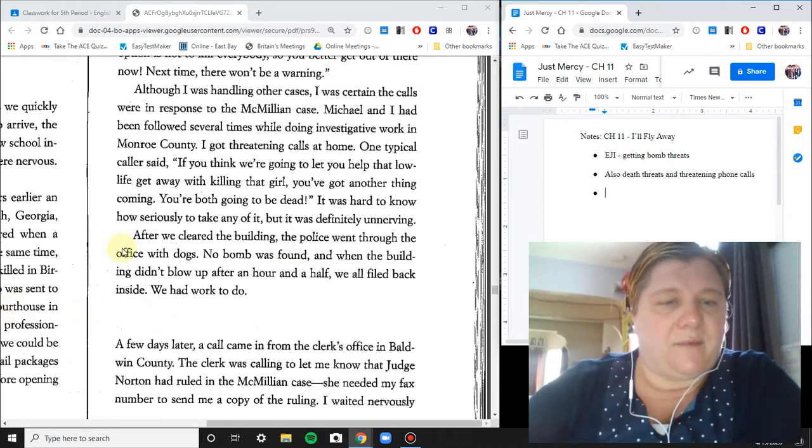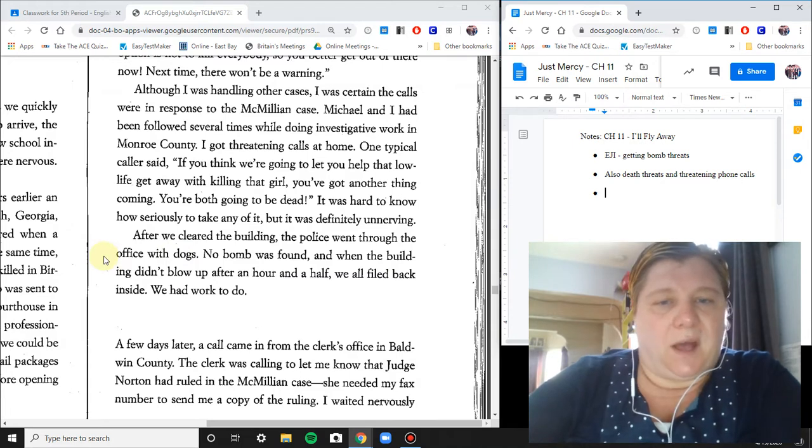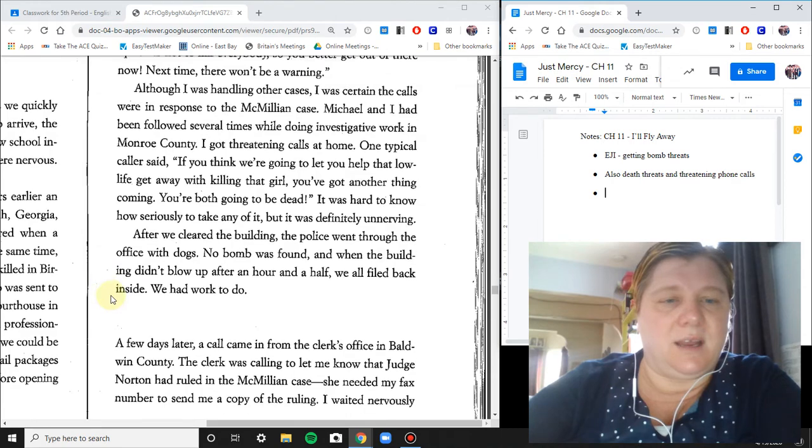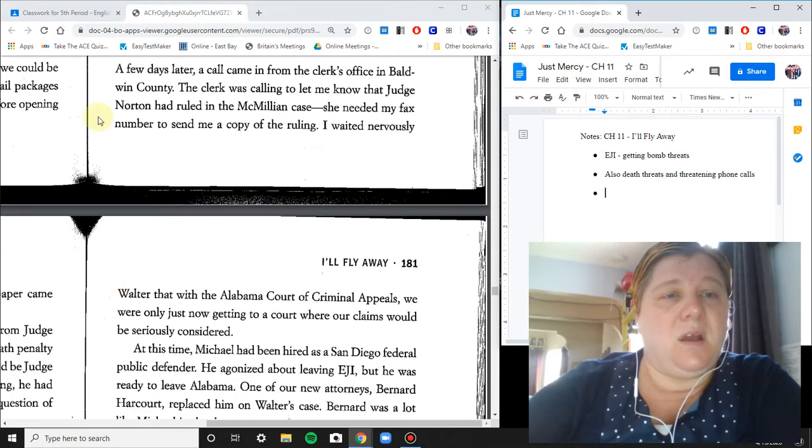After clearing the building, the police went through the office with dogs. No bomb was found, and when the building didn't blow up after an hour and a half, we all filed back inside. We had work to do.